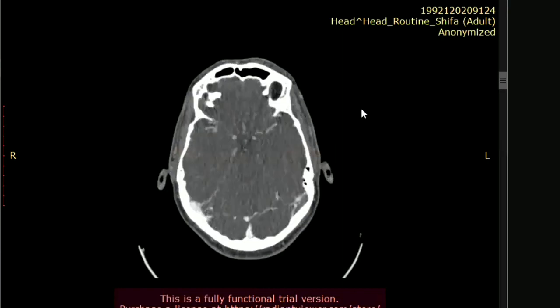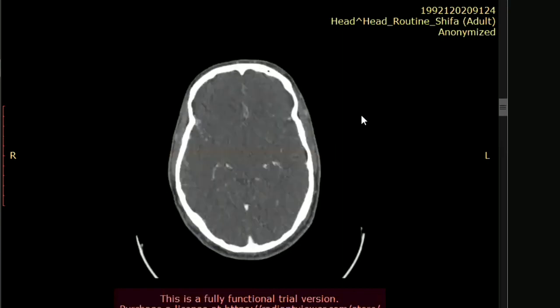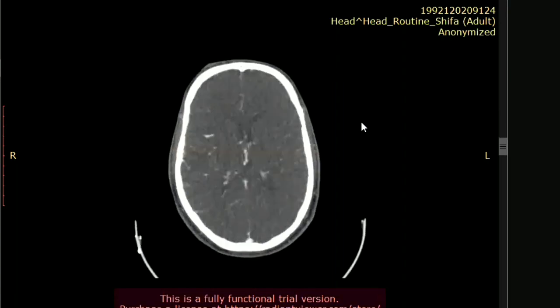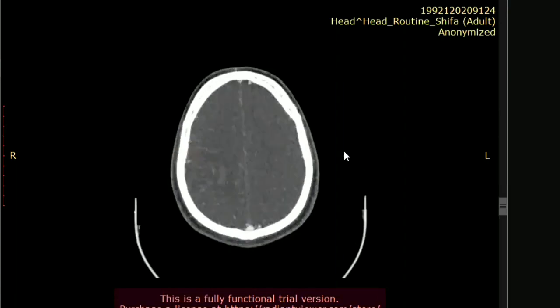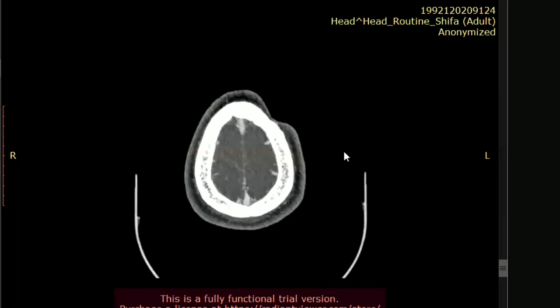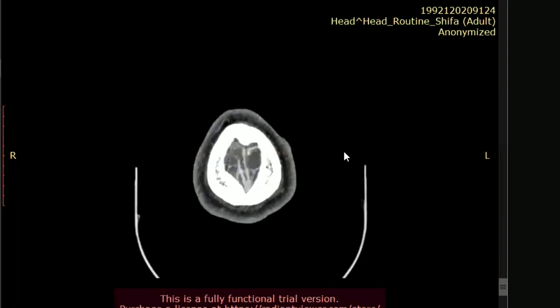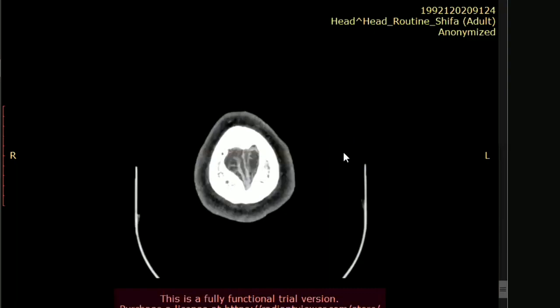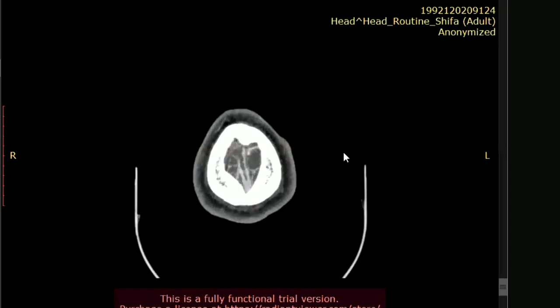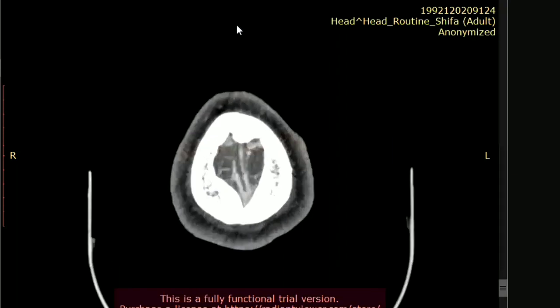Do you see any abnormality? Let me go to the vertex. Do you see any abnormality? Please scroll once again from the vertex. Do you see any abnormality on this image? Ma'am, I can appreciate some filling defect in the straight sinus.